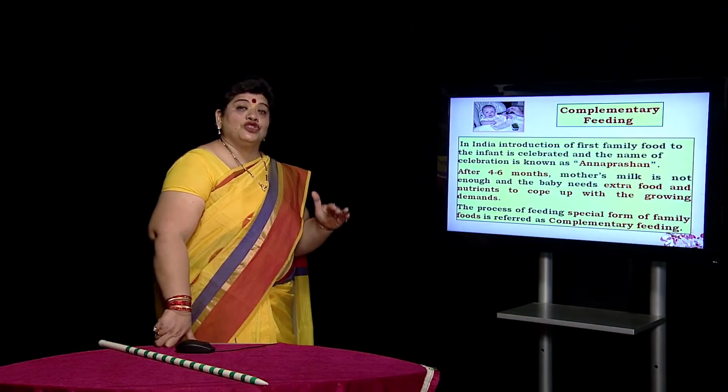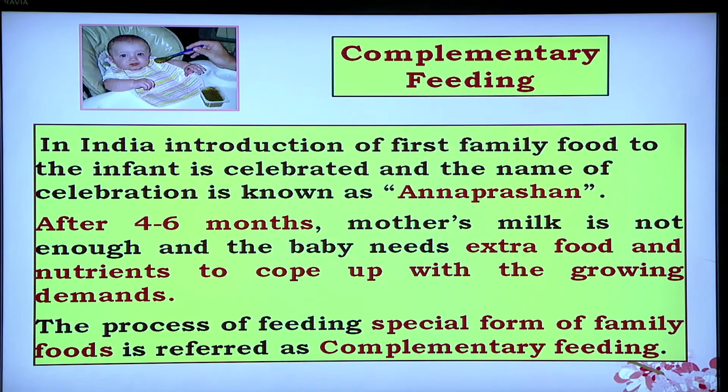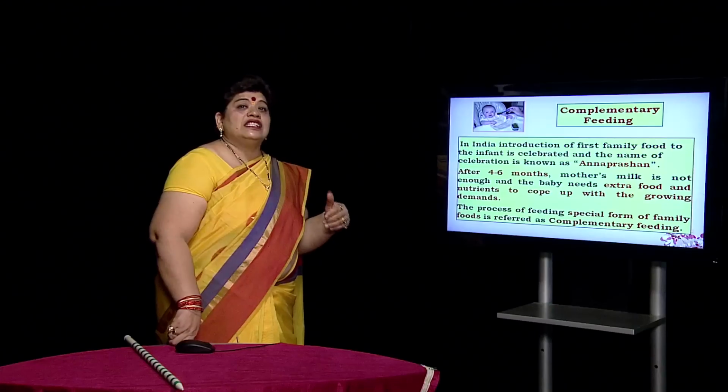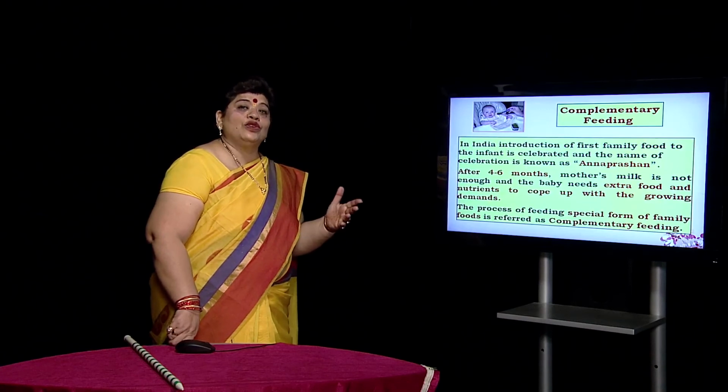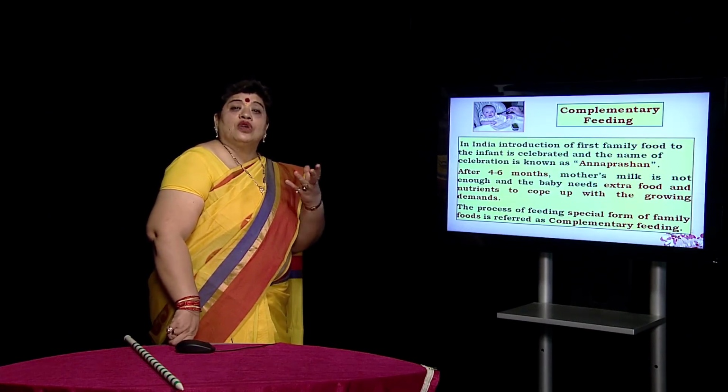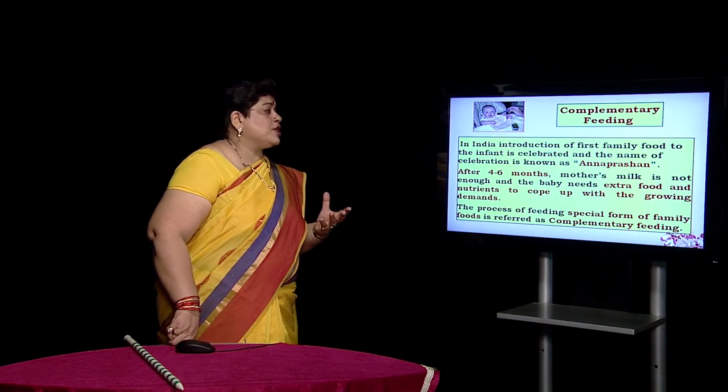First, the baby is on mother's milk. Then the child comes into bottle feed, and the third most important feeding pattern is called complementary feeding, because only milk is not sufficient. The child feels hungry. After the age of 4 to 6 months, some kind of solid food has to be incorporated in his or her diet.